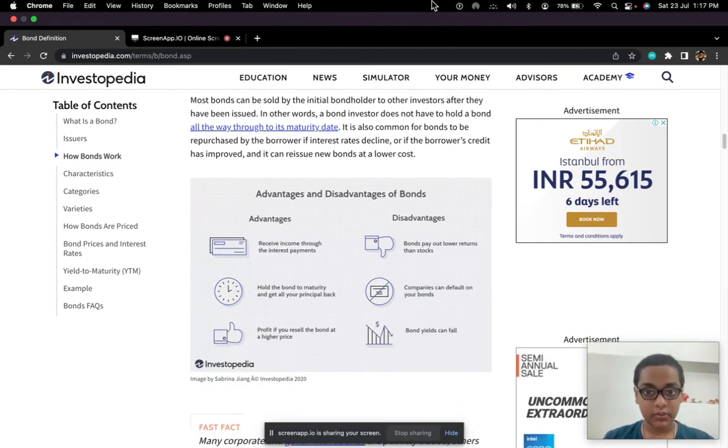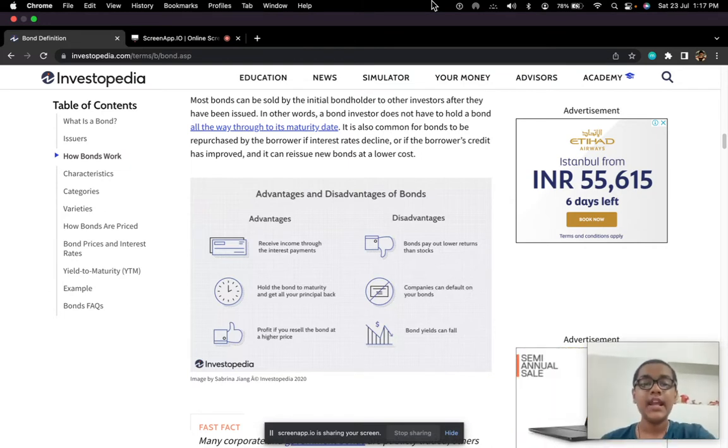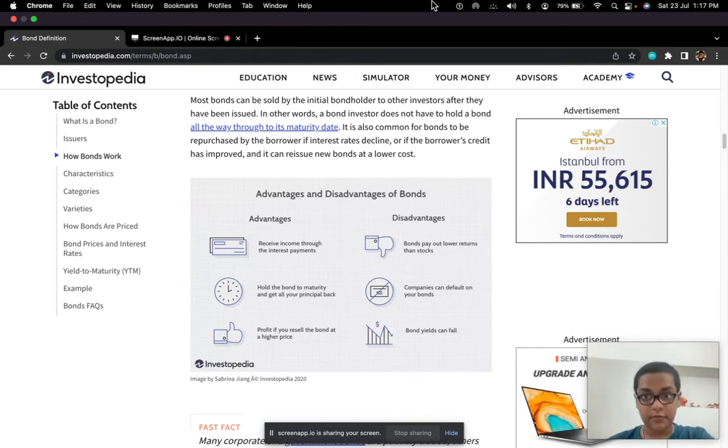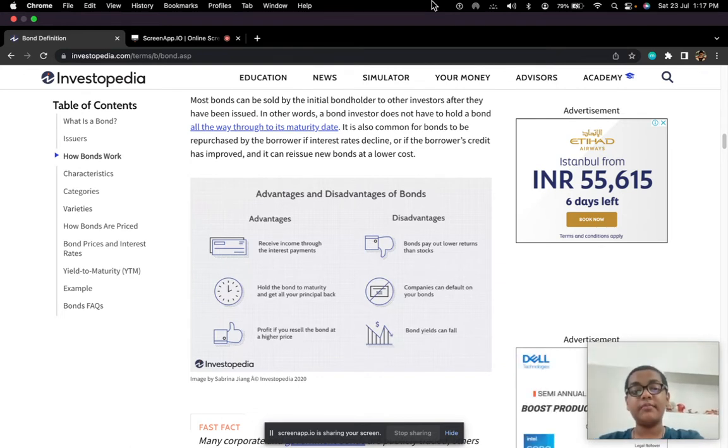Most bonds can be sold by the initial bondholder to another investor after they have been issued. In other words, a bond investor does not have to hold a bond all the way through to its maturity date. It is also common for bonds to be repurchased by the borrower if interest rates decline or if the borrower's credit has improved, and it can reissue new bonds at a lower cost.